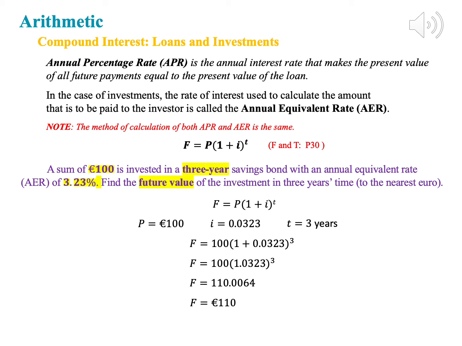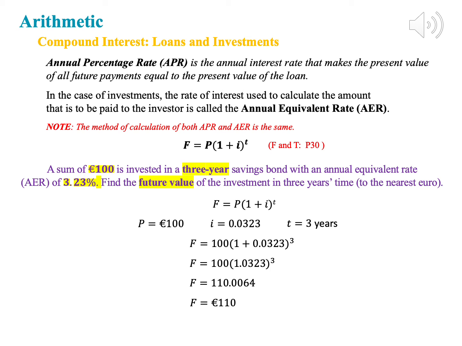So let's outline what we know. Well, we know P, it's €100, it's the principal amount. We know i, it's 3.23%, and when we break that down into a decimal, it's 0.0323. If you were stuck on converting decimals, you can always use your calculator to back that up. And then our time is 3 years.